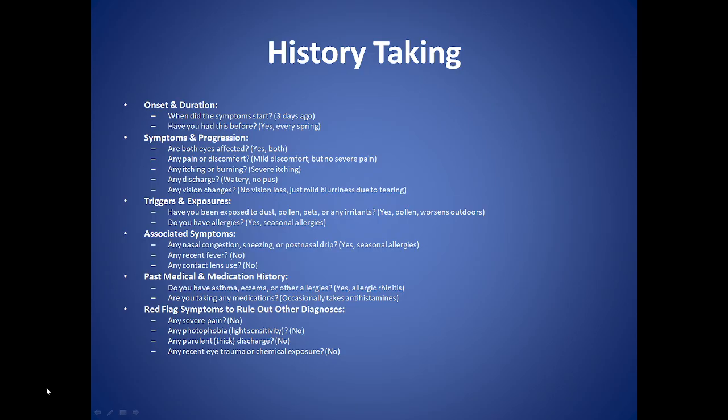We have to ask about triggers and exposures, like if there was any dust, pollen, or pets. In this case, they were exposed to pollen, and it gets worse outdoors. And asking about allergies, they had seasonal allergy.